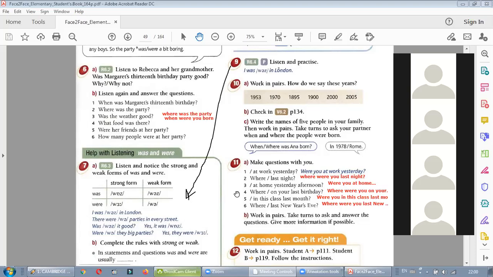Where were you on your last birthday? I was at school. At school. Okay. Were you in this class last month? No, I wasn't. Where were you last New Year's Eve? I was at a restaurant. Very nice. Good. Salma, are you there?